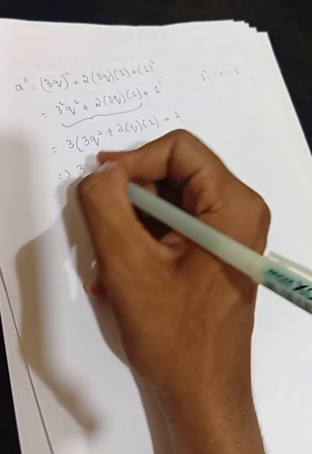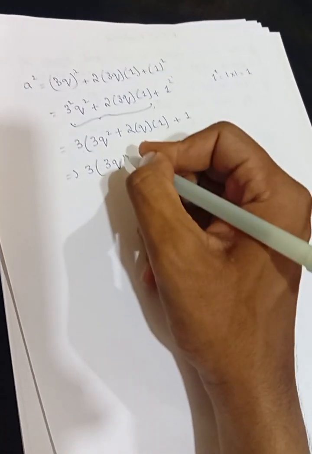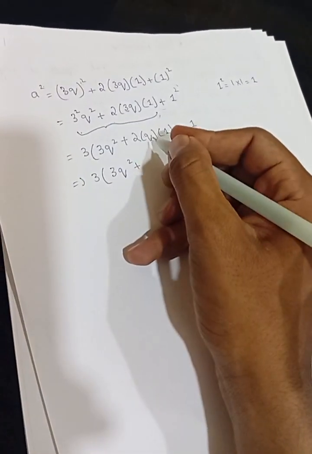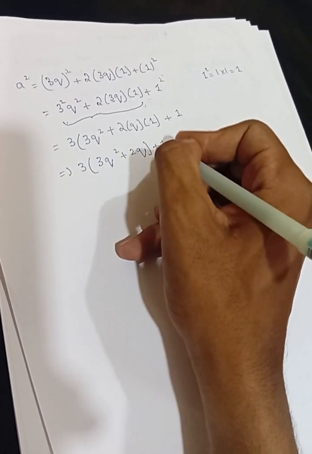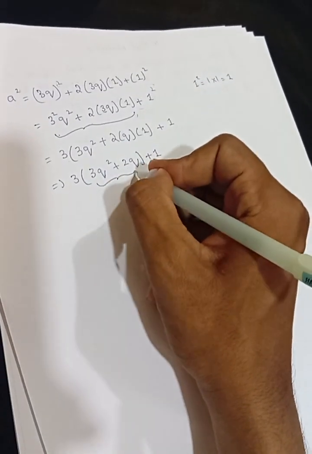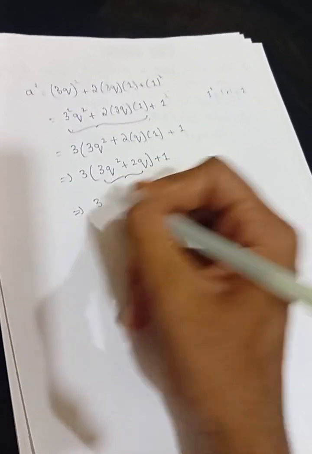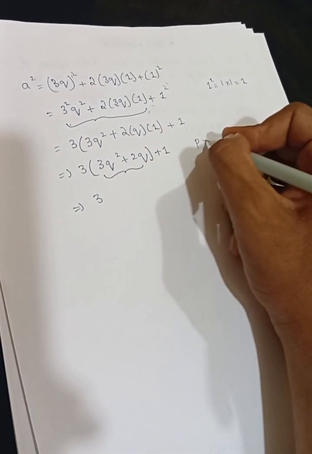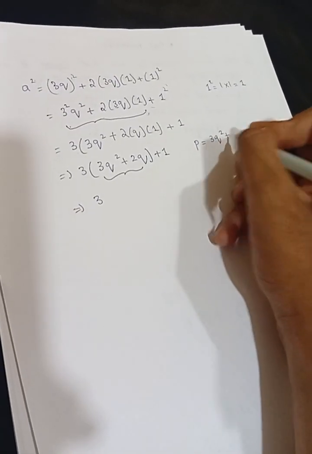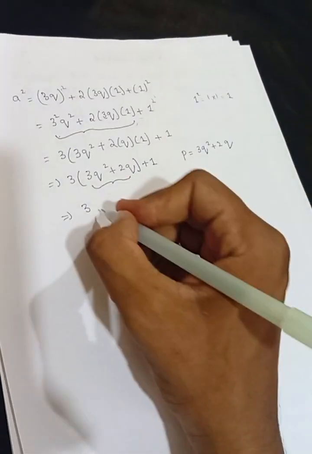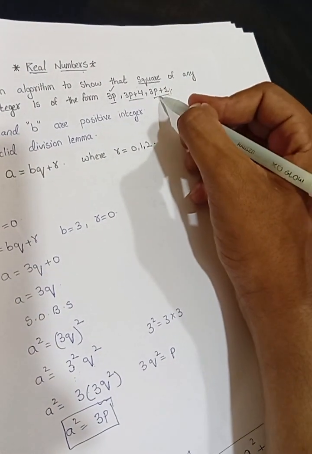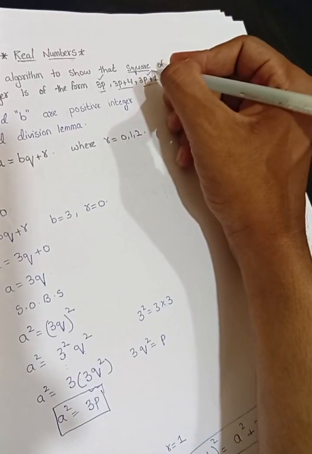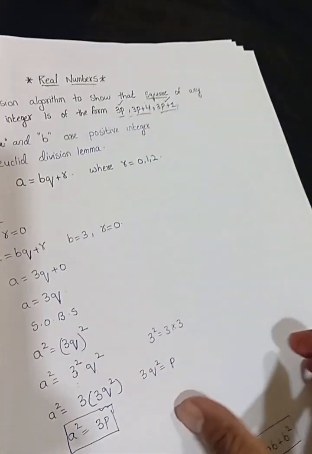So now, 3q square plus 2 into q, 2q into 1 is 2q plus 1. So this part I'll consider as p. P is equal to 3q square plus 2q. So I can write 3p plus 1. Now I have to prove it is equal to 3p plus 1. I got it also, right? So now we need to prove 3p plus 4.